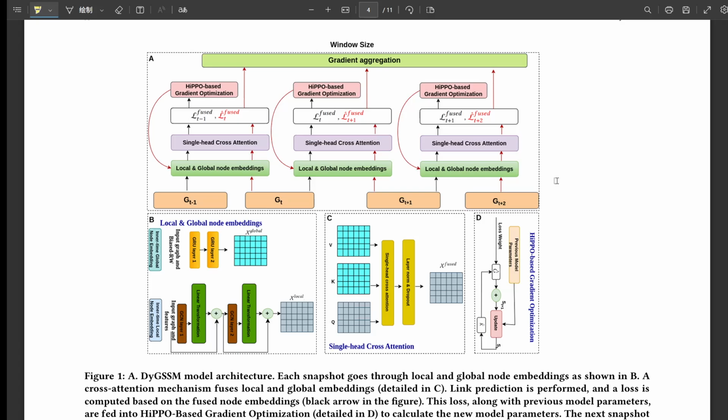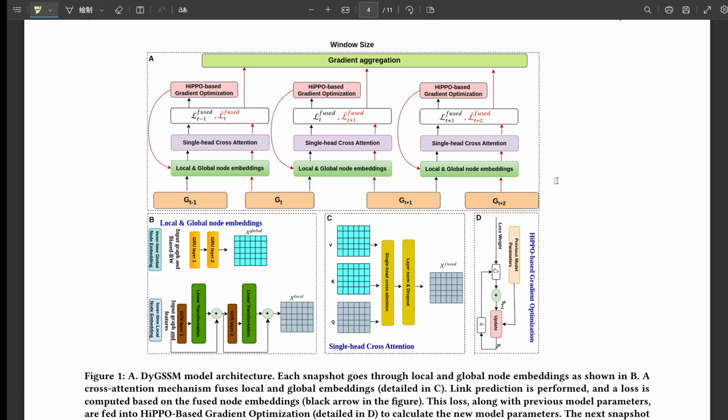Yeah, definitely. So these methods often lacked a robust way to remember the important history and adapt their learning based on performance across a longer sequence of graph states. They might even get thrown off by one bad snapshot. Okay, got it. So two key problems. Getting local and global views together in each snapshot and managing learning effectively over time. How does DyGSSM tackle these?